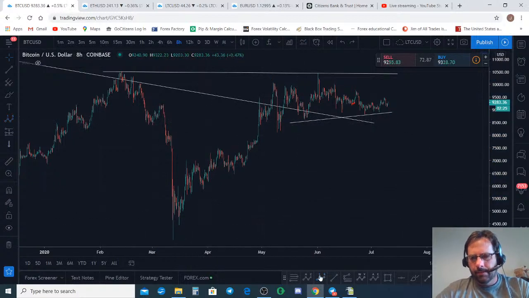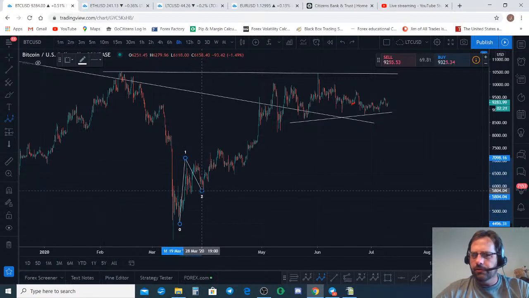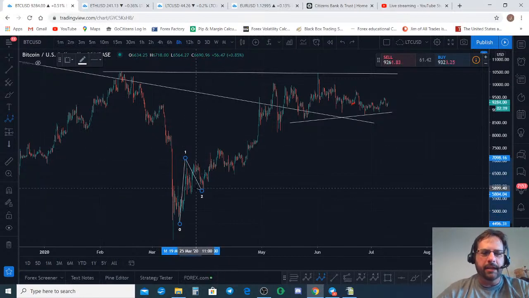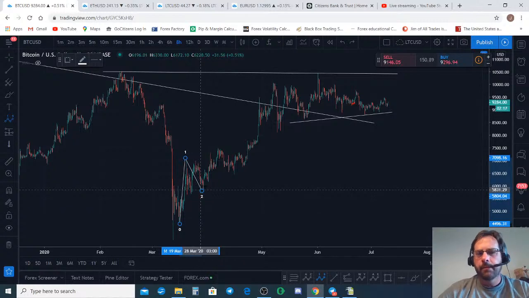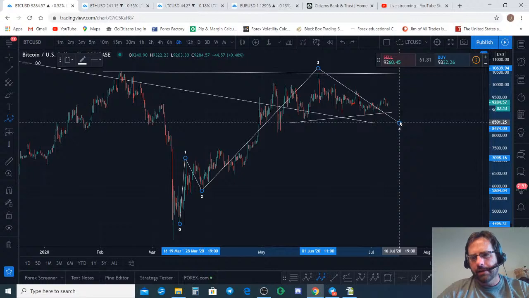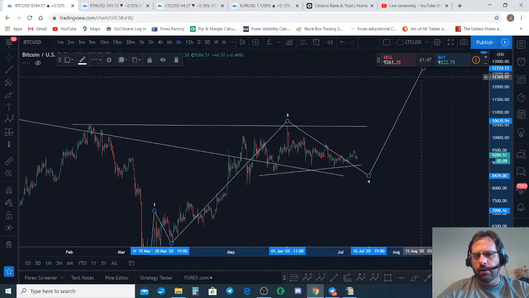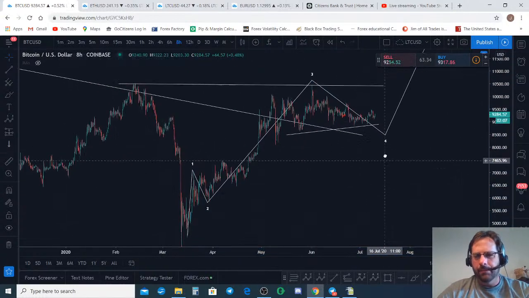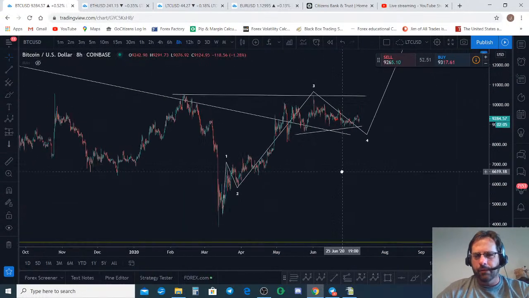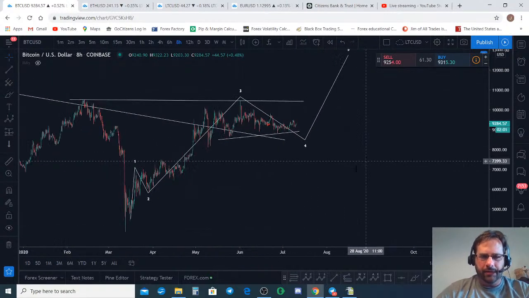My overall count from the bottom here is going to be 1, 2. Still trying to count it impulsively until it is invalidated. We'll put 3 right here. We're going to put 4 down in this region somewhere, and then we're going up for 5. It's just taking too long. That's my problem here. The length of time seems like forever. But again, I've given a plausible explanation as to why things are taking so long.